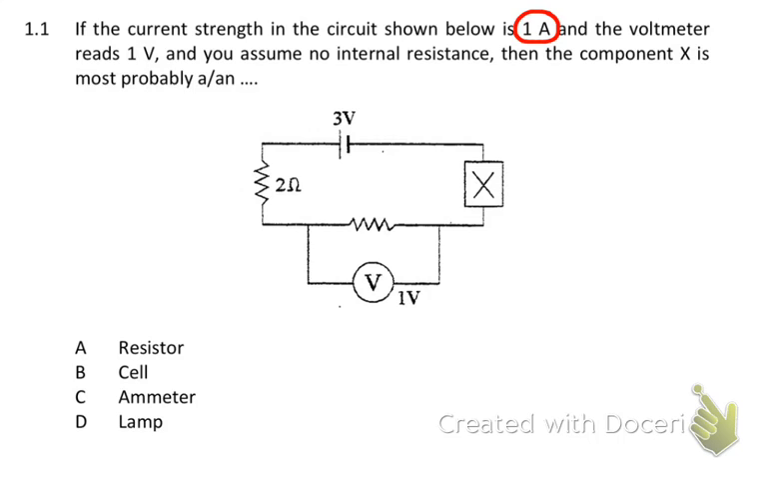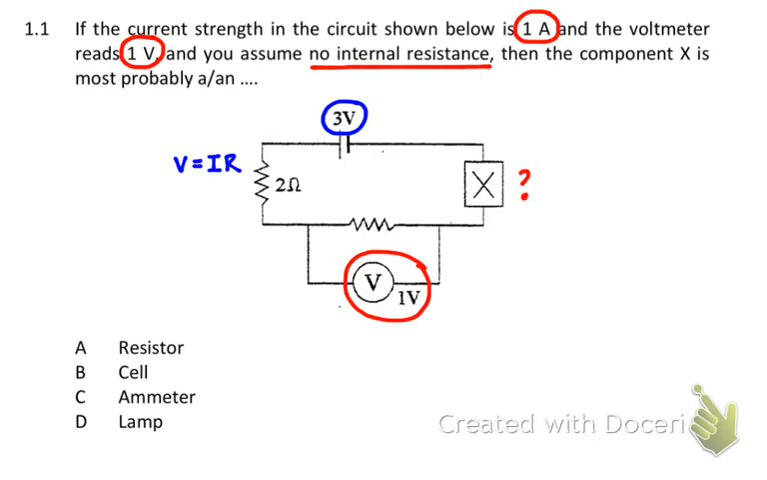We're told that the current is 1 ampere, so that's the total current flowing through the circuit. And the unknown resistor has a voltage of 1 volt over it. And there's no internal resistance, and so the 3 volts over the battery is also the voltage of the external circuit. And the question is, what is component X?